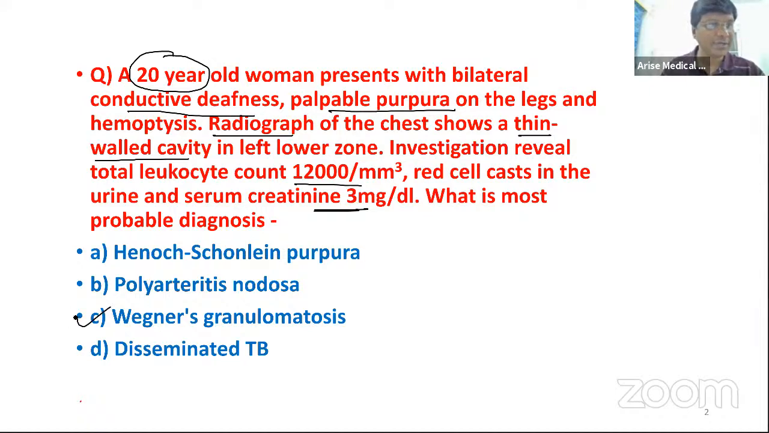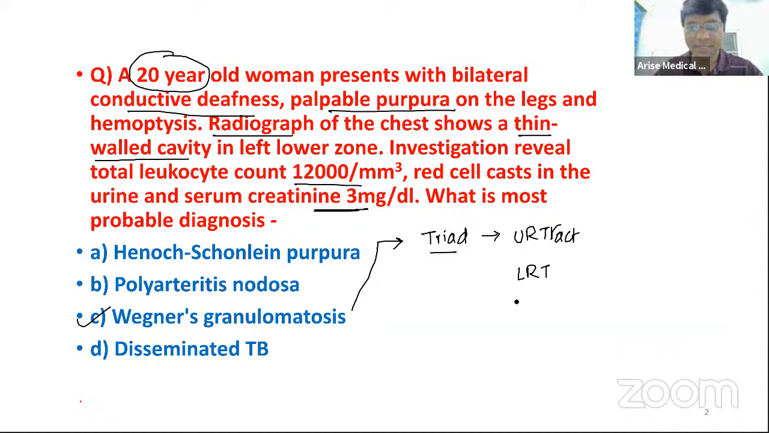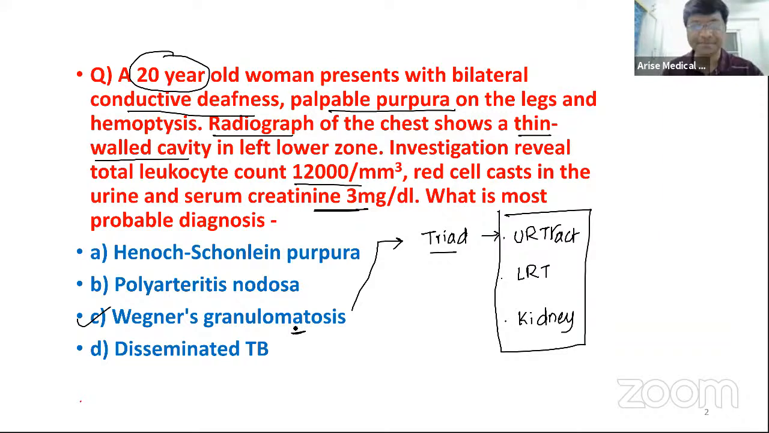Now, why is it Wegner's granulomatosis? Let me discuss. Wegner's granulomatosis is a condition characterized by a triad, right? This triad includes involvement of the upper respiratory tract, involvement of the lower respiratory tract, and involvement of the kidney. So these are the triad of manifestations that you will have in case of Wegner's granulomatosis.